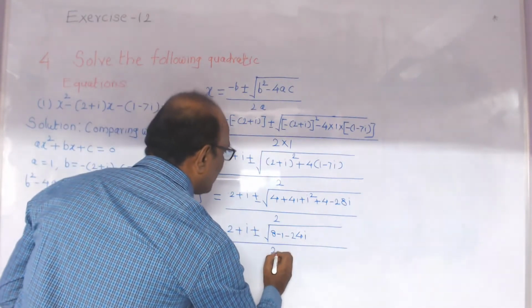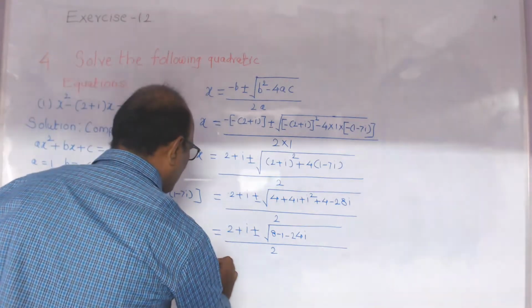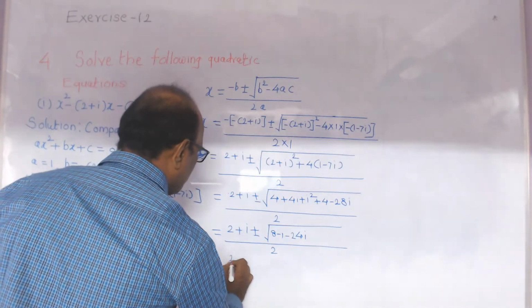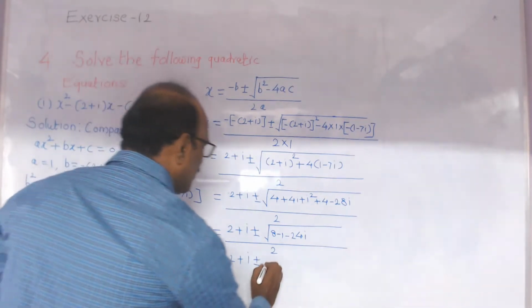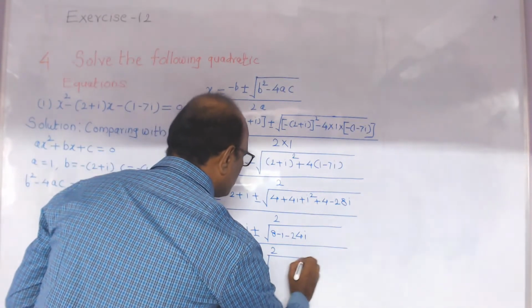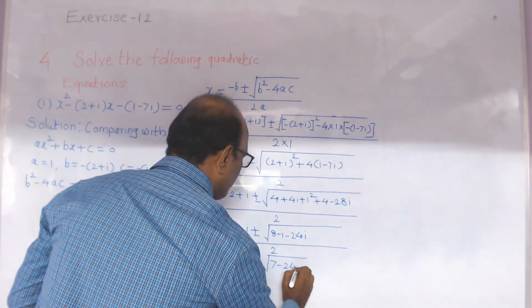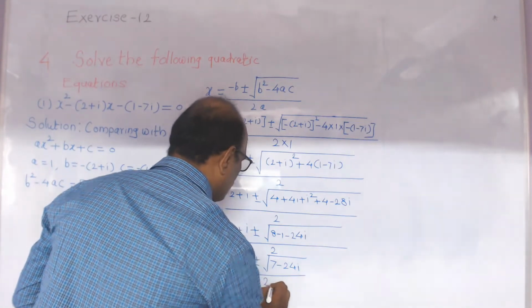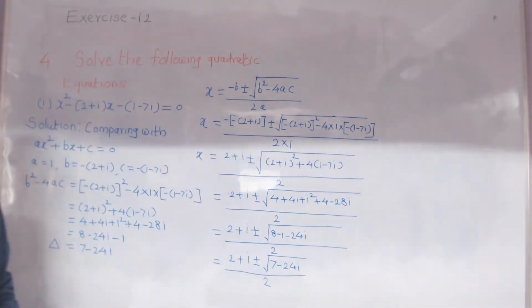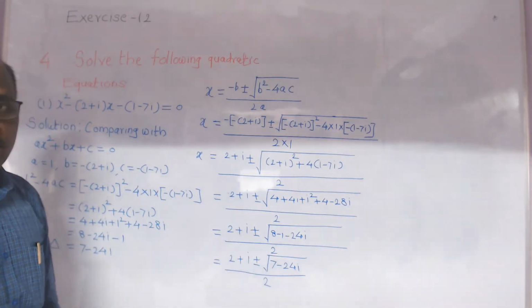You can directly substitute the value of that delta, 7 minus 24i, that is also sufficient, but I had written here, since it was your first example, 2 plus i plus or minus the square root of 7 minus 24i, and this whole divided by 2. Again we want to find out the square root of 7 minus 24i.